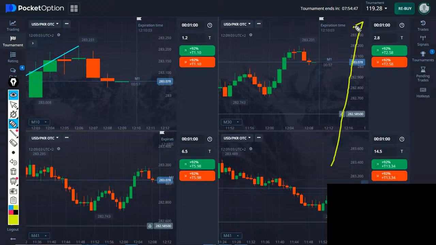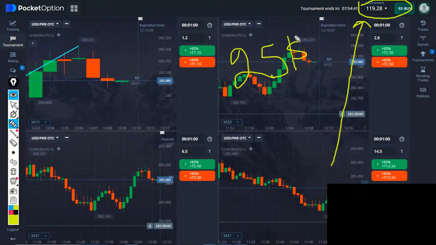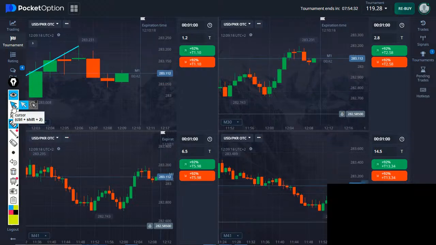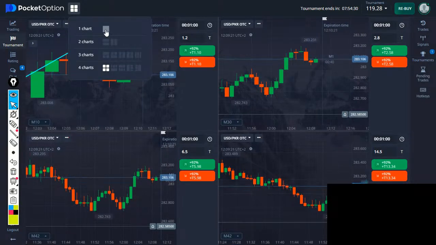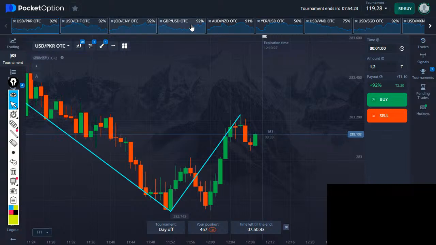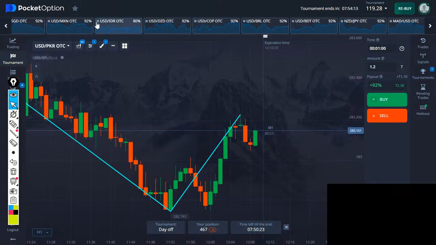We already are 20% in profit. Now our goal is 25, right? When we reach 25% over here, we stop. Now let me find another pair. Let's remove all the low payout pairs over here.